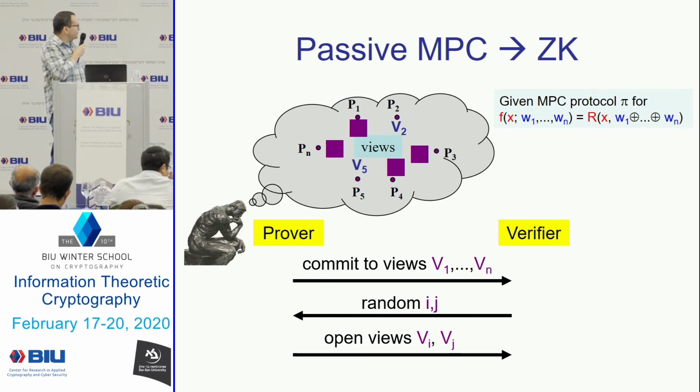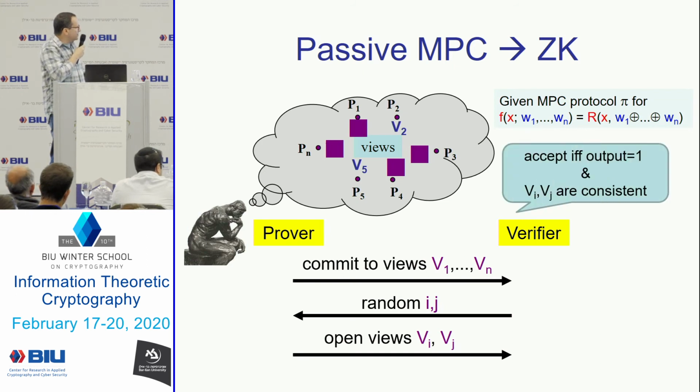And now the verifier checks that these 2 views are, on the one hand, accepting, so the outputs of the parties is 1, they're happy, and that the 2 views are consistent, in the sense that the messages that Vi claims to receive from party j, that Pi claims to receive in Vi, are the same as the outgoing messages that are implicit in the other view.